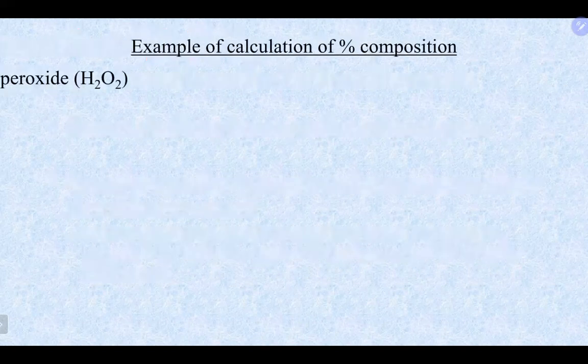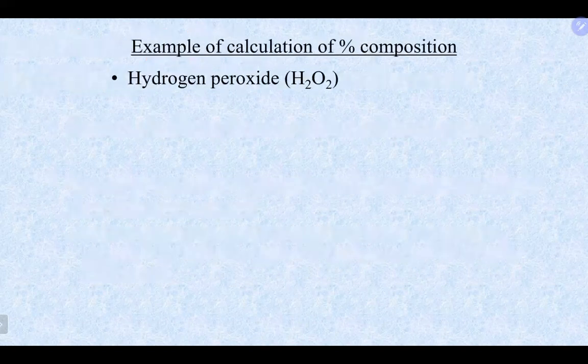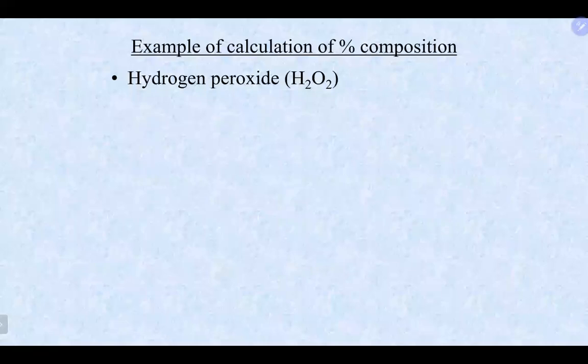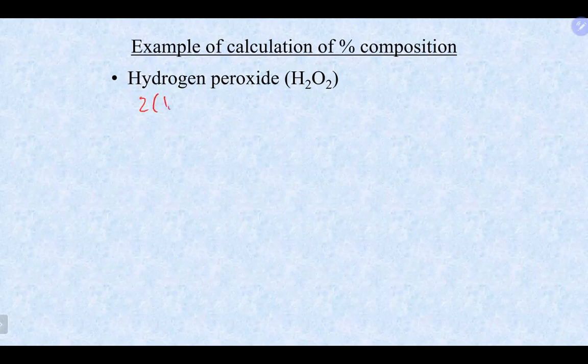So let's take a look at one here together, H2O2. To do this, we first would want to get the molar mass of hydrogen peroxide. So that is 2 times 1.008 for our hydrogen, plus 2 times 16 for our oxygen. That is going to get us a molar mass for hydrogen peroxide of 34.02.